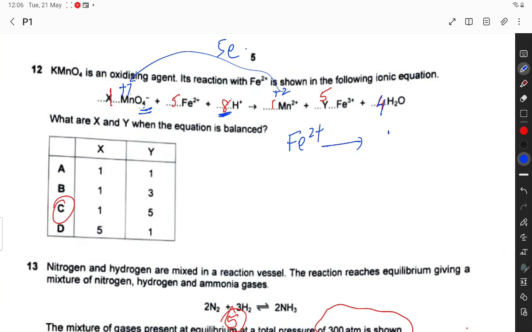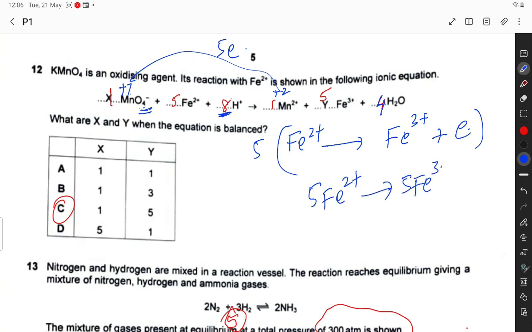So we know that Fe2+ changes into Fe3+ plus an electron. So this iron is multiplied by 5, Fe2+ forms 5 Fe3+ plus 5 electrons. Electrons are cancelled out from here and here. So that's why 5 is placed with iron 2+ and 5 over here. So in this way X is 1 and Y is 5. So C option is correct.